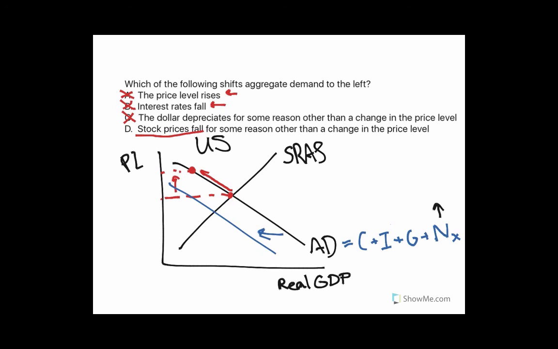The other reason that this shifts demand to the left is that if stock prices fall, that affects people's expectations for the future performance of the economy. So if stock prices fall, people will become less optimistic about the economy. They might invest less, spend less. Those are parts of aggregate demand, so aggregate demand will decrease, and that's a shift to the left. So choice D is correct.